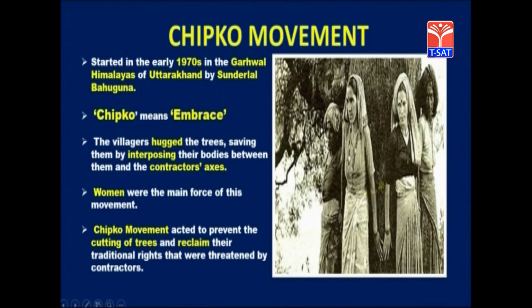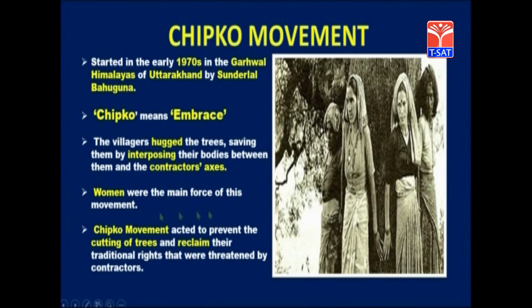Another social movement is called the Chipko Movement. See the picture here. What do you see? You are seeing women hugging the tree. So the Chipko movement is also a non-violent movement. It started in the 1970s in the Garhwal Himalayas of Uttarakhand by Sundar Lal Bahuguna. Chipko means embrace. What is the meaning of embrace? To hug. So they are hugging the tree. Why are they hugging the tree? To protect the trees from the access of the contractors. The villagers hugged the trees, saving them by interposing their bodies between them and the contractors' access. So they were not allowing the contractors to cut the trees.